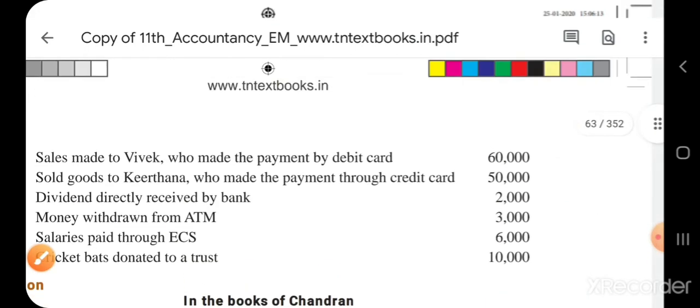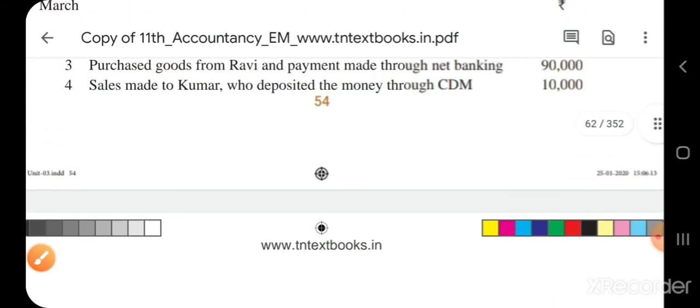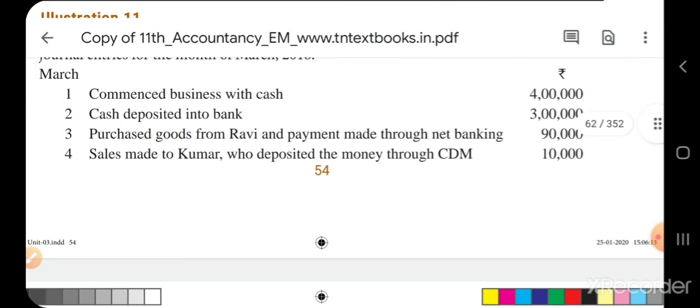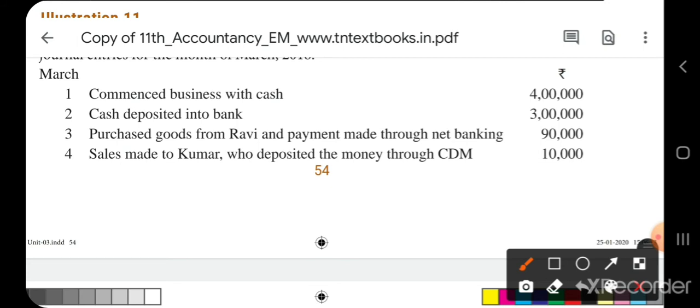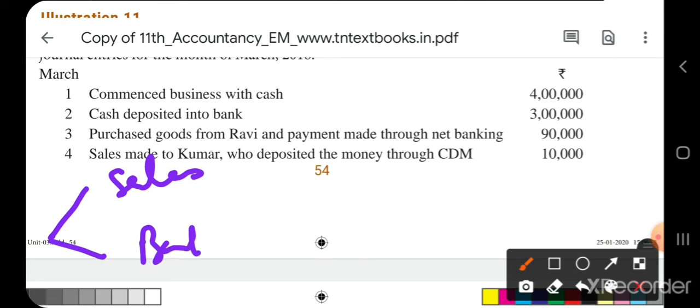The next one, sales made to Kumar who deposited the money through CDM, cash deposit machine. So the two accounts involved are sales account and bank account. Now sales is a nominal account, so credit all incomes and gains. When you make a sale you receive cash, so cash is coming into the business, so credit all incomes and gains. Debit the receiver, credit the giver.